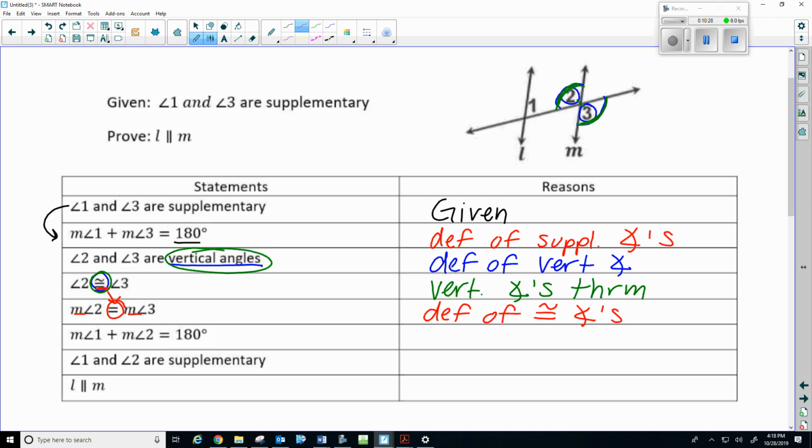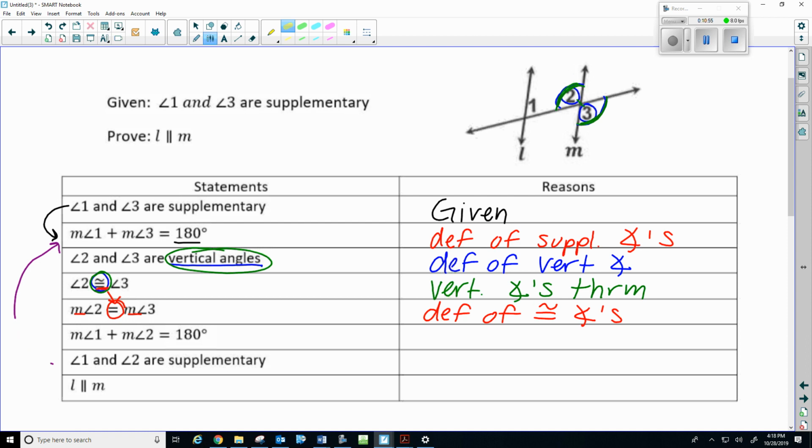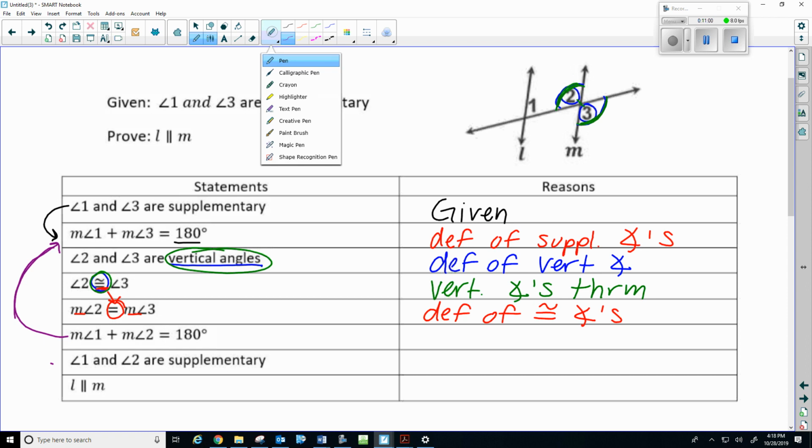Next, we're going to look at measurement of angle 1 plus the measurement of angle 2 equals 180 degrees. What we need to do is go all the way back up and look at this other equation we have: the measurement of angle 1 plus the measurement of angle 3 equals 180 degrees. What I want you to notice, the difference between these two, sorry, I actually did the wrong one here. Let me go back and fix that. There we go, looks better.